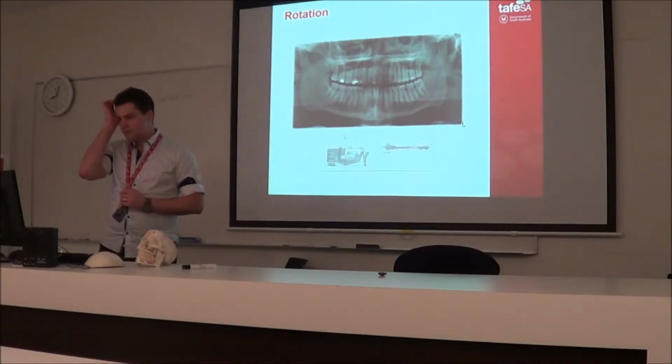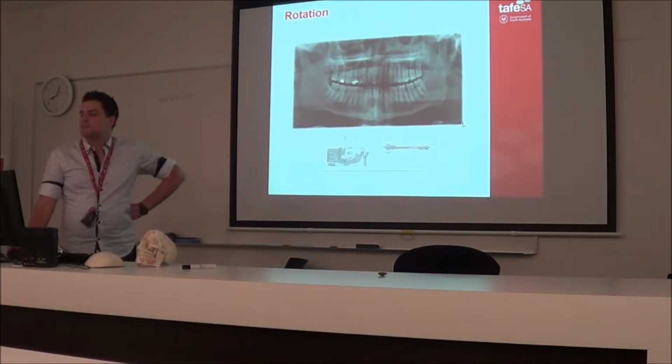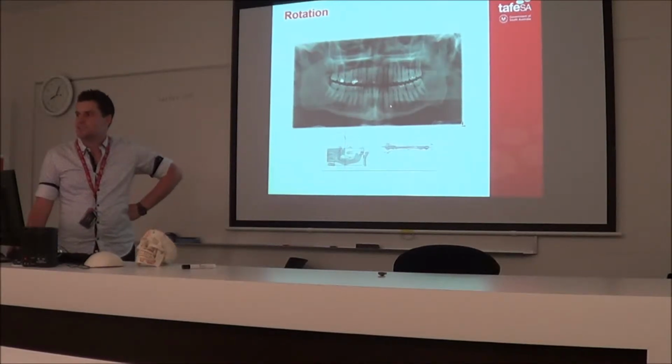So if we have a look really carefully here, can you notice on one side how the teeth are wider and magnified? And then on the other side, the teeth are too skinny. So which side is too far away from the focal source and too close to the sensor? Is it the left side or is it the right side?